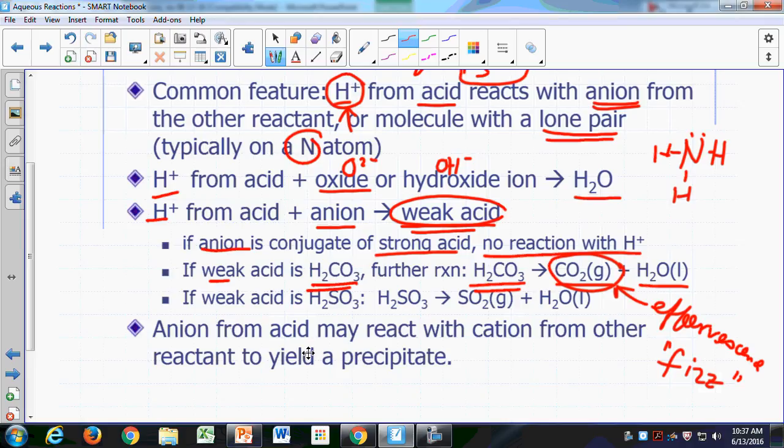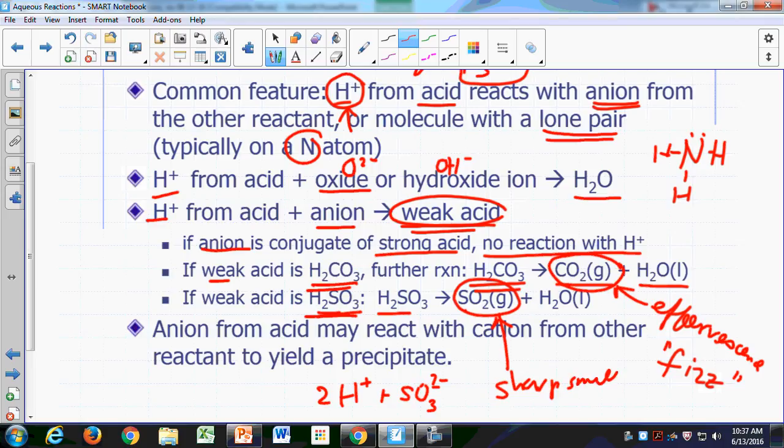If your weak acid happens to be sulfurous acid, H2SO3, that's what happens when you combine 2H plus and a sulfite. That gives you H2SO3. Then that H2SO3, if you get enough of it, you may observe the formation of SO2 gas, and this has a very sharp smell. And that's the way you can detect that in the lab. Of course, the other product would be H2O. So that's a decomposition reaction. Sulfurous acid gives you SO2 gas plus water.